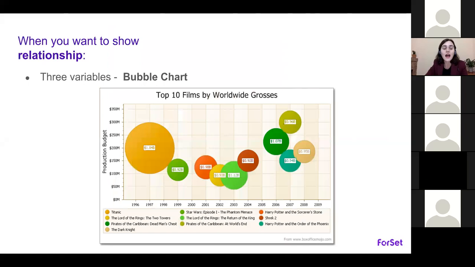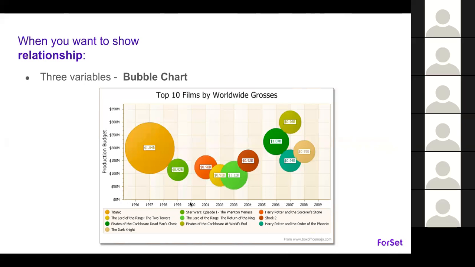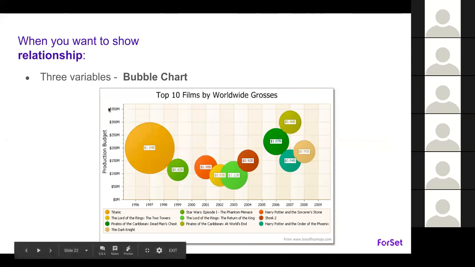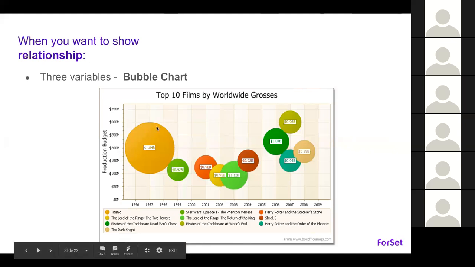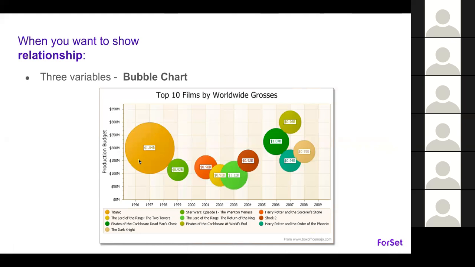Sometimes we have the challenge of visualizing the relationship between three variables or even four. In this case, bubble charts could be useful. If you look at this chart, you can see that we have three variables. We have the years of production, when these movies were produced. We have the production budget, how much money was spent for each of those movies to be produced, and the size of each bubble represents the gross, how much money was made from each of those movies.